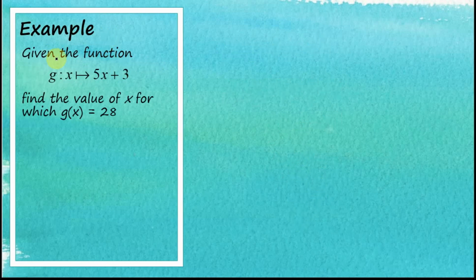Another example: given the function g mapped to 5x plus 3, find the value of x for which g(x) equal to 28. Just now we learned that we can rewrite this notation into g(x) equal to 5x plus 3. Now in this case, the image g(x) is given. g(x) equal to 28.